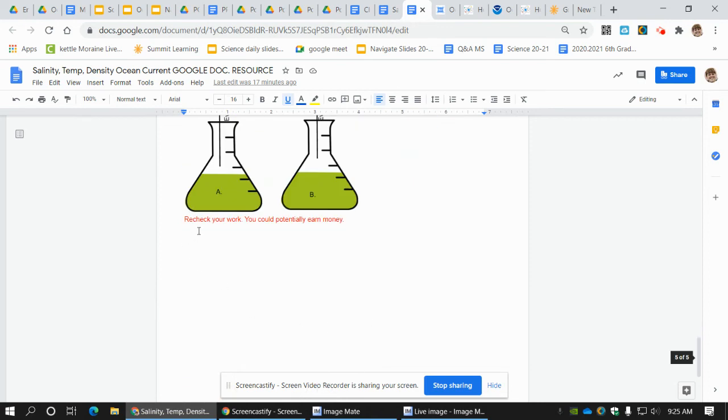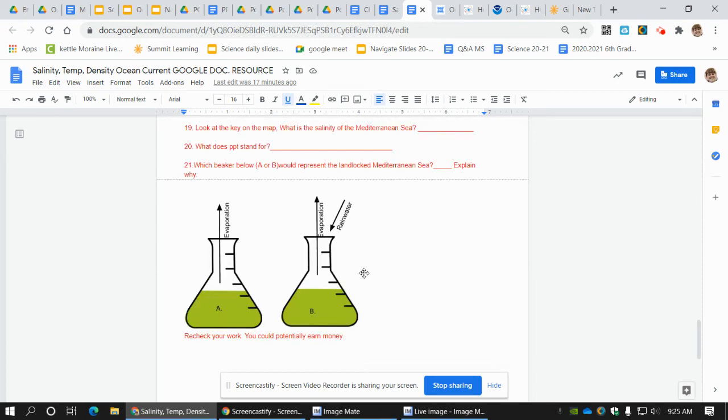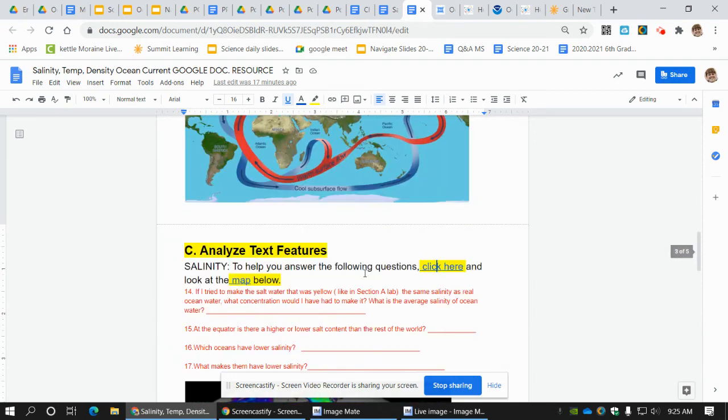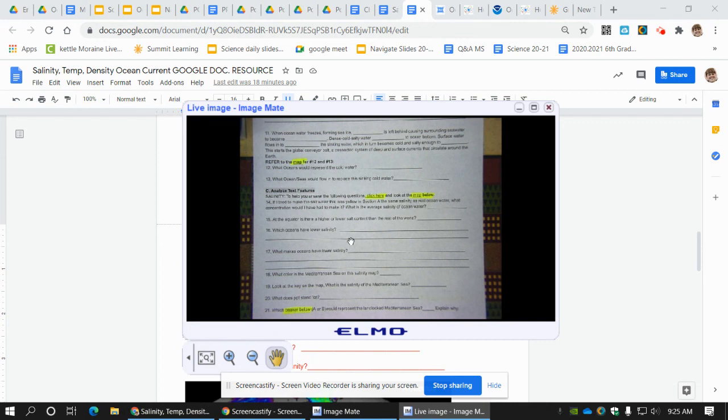And then you want to recheck all your work. You could potentially earn money, and you're going to hang on to this sheet, and we will go through the answers and talk about that. And this can be used as one of your resources in your Earth Material Systems 2. That could be used as one of your resources that you can use on your content assessment. I think that will help you out quite a bit. So you're going to hang on to this, and then we will go through it on Monday or Tuesday if I have you on a day 2.